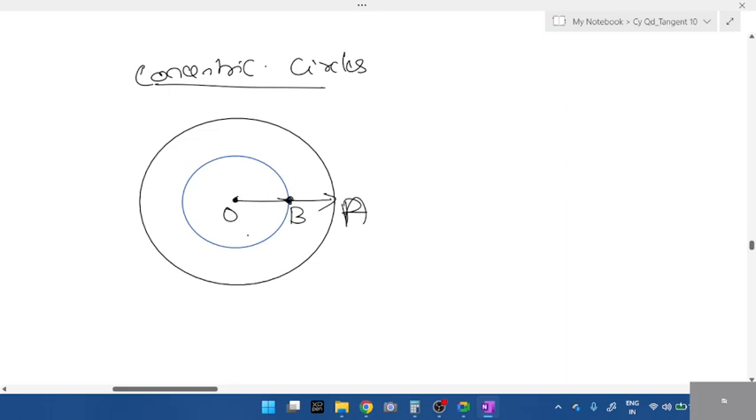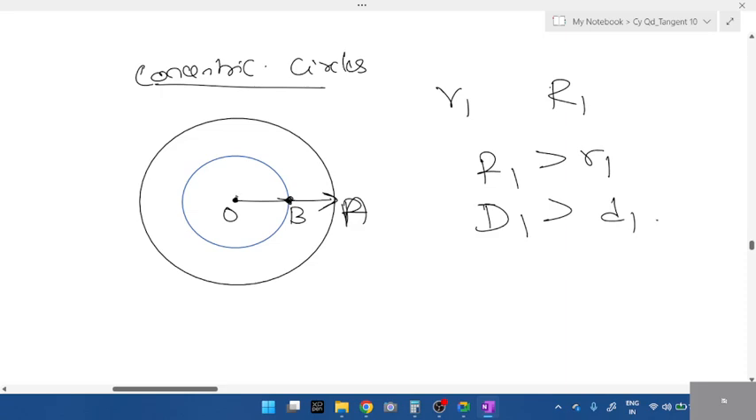For the small circle, which is the radius? OB is the radius. For the larger circle, it is OA. So we know definitely the radius is greater. The small circle I'll take as r1, the bigger circle I'll take capital R. We know that R is always greater than small r. If the radius is greater, the diameter also will be greater. D is for the bigger circle, and capital D will be greater than small d.